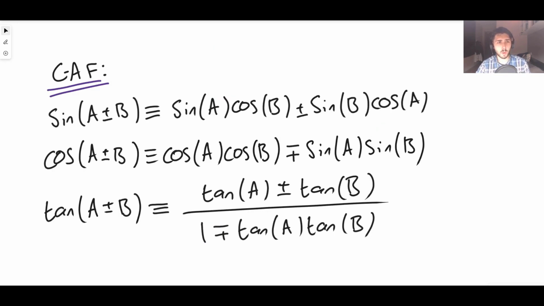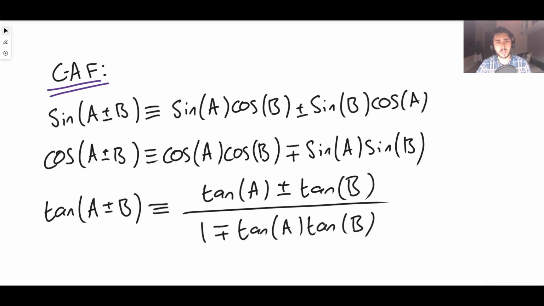So, as a quick reminder, or actually an introduction if you haven't seen these before, these are the compound angle formulae. So sine of A plus or minus B is the same thing as sine A cos B plus or minus sine B cos A. And obviously you can see them for yourselves. Again, they come from complex numbers. You can prove them geometrically, but it's a bit of a pain.